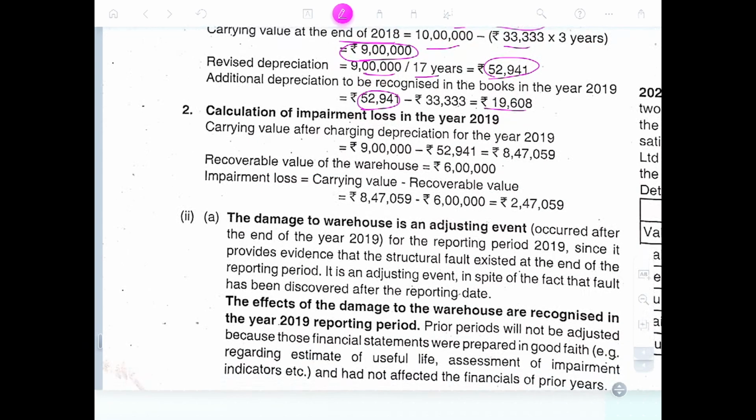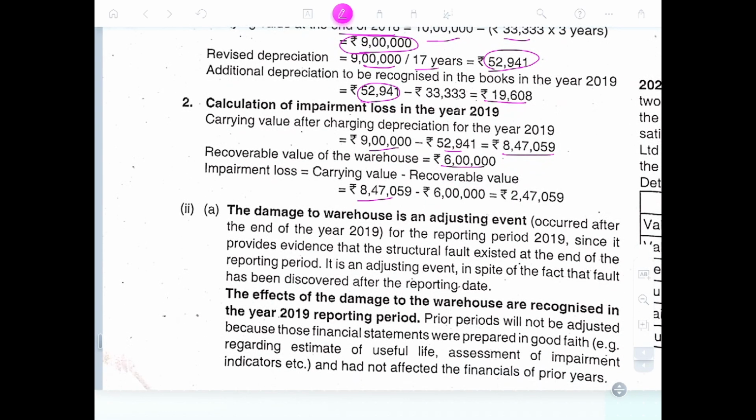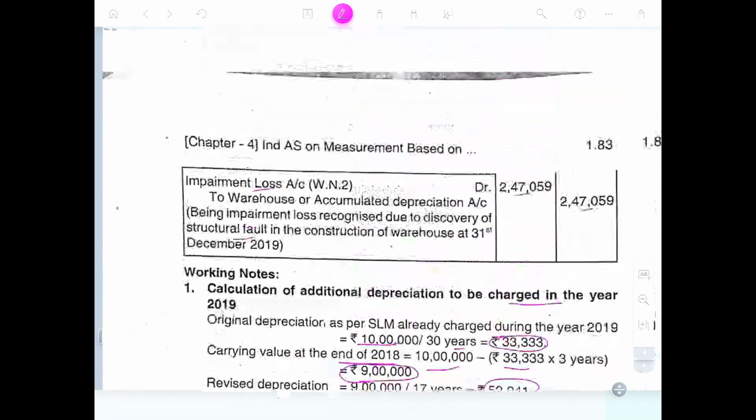Calculation of impairment loss: 9 lakhs minus 52,000 is 80,000. The recoverable value of the warehouse is 6 lakhs. So 9 lakhs minus 6 lakhs, the loss is 3 lakhs, against a recoverable amount of 6 lakhs.